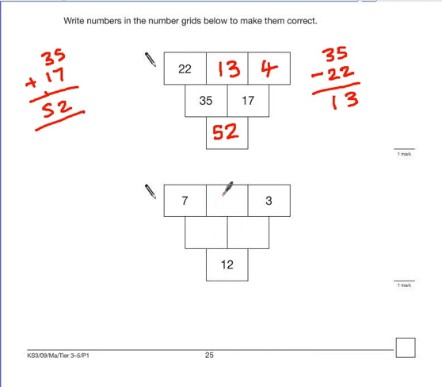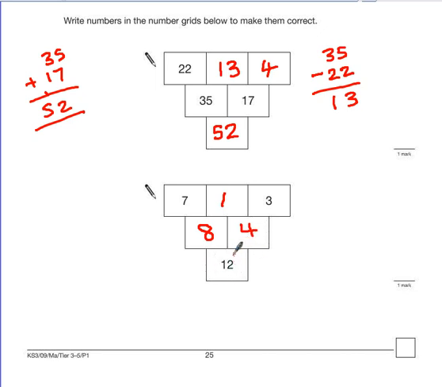If we tried 2 there, 7 add 3 add 2 is 12, what we would find is 7 add 2 is 9, 2 add 3 is 5, and that equals 14. So through a little bit of trial and error, we can deduce that this one should be 1. Because 7 add 1 is 8, 1 add 3 is 4, 4 add 8 is 12.